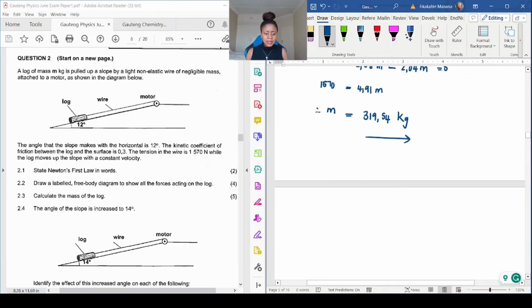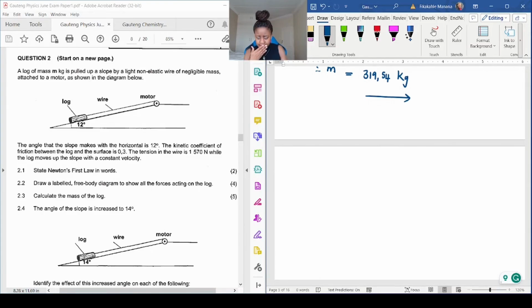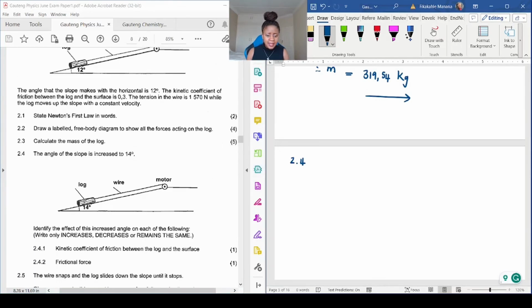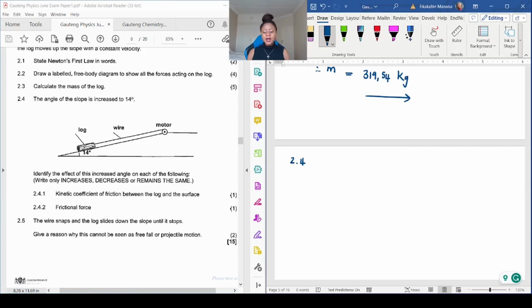Okay, now 2.4. So it says the angle of the slope is increased by 14 degrees. All right, what effect does that have? So now I'm exaggerating. This was before with your 12, and now we're like here with 14. Obviously not, but for the purposes of understanding what's going on, we've got to exaggerate things a bit.